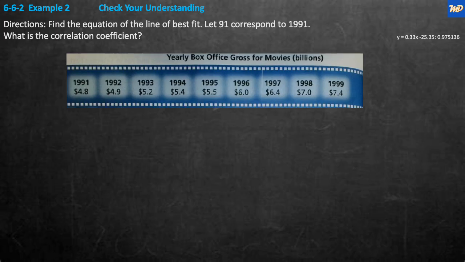Read the problem: find the equation of the line of best fit for this data below. Let 91 correspond to the year 1991. And then it asks, what is the correlation coefficient when you're done? So we're going to get an equation of the line of best fit and the correlation coefficient. So let's go ahead and do it.